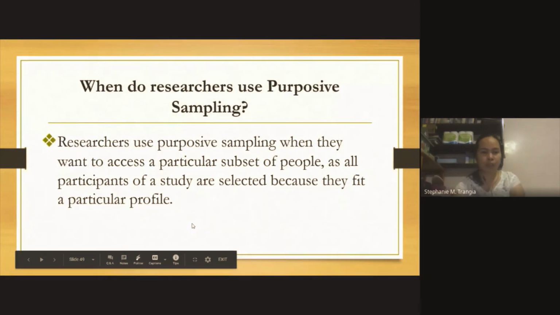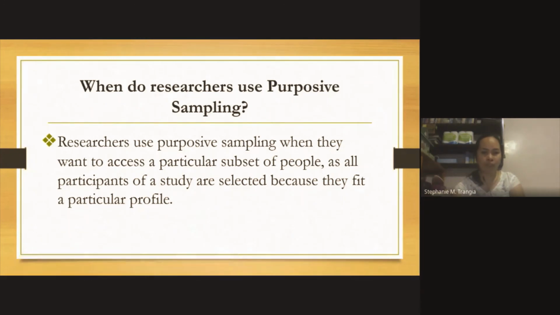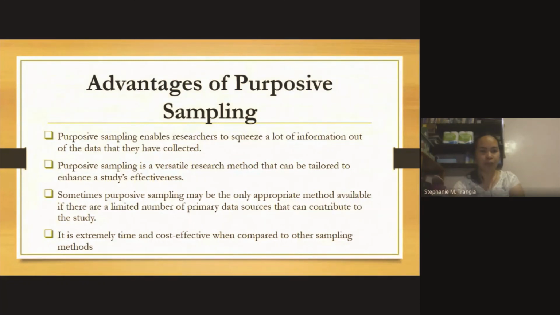So when do researchers use purposive sampling? When they want to access a particular subset of people, as all participants of a study are selected because they fit a particular profile. So advantages: purposive sampling enables researchers to squeeze a lot of information out of the data they have collected. It is a versatile research method that can be tailored to enhance a study's effectiveness. Sometimes purposive sampling may be the only appropriate method available if there is a limited number of primary data that can contribute to the study, and it is extremely time and cost effective when compared to other sampling methods.